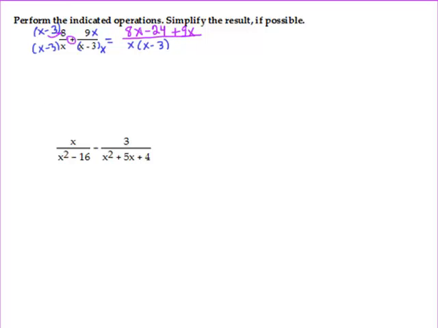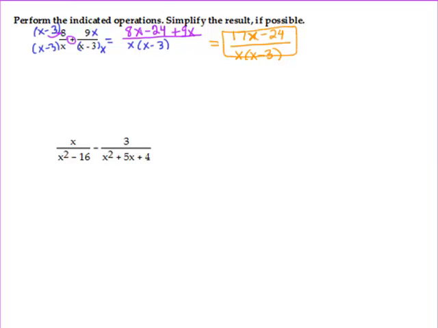And to save some writing, I just wrote it all over the common denominator. Because the whole point is that we're multiplying by these things so that our fractions will have common denominators. So let's see what like terms we've got up top. 8x plus 9x is 17x minus 24 over x times x minus 3. We can't factor the top.